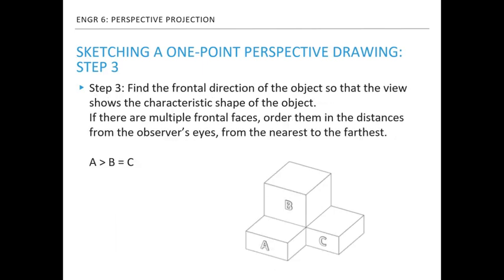Another important thing you need to decide before sketching is the frontal direction and the orientation of the object. The most characteristic shape of the object should be the frontal direction. In this example, the faces with the letters A, B, C should be the front faces. Notice that the face A is the closest, and the faces B and C are the second, and they are at the same distance from the eye. Let's keep the orientation of the object as is so that the block B is on the top.